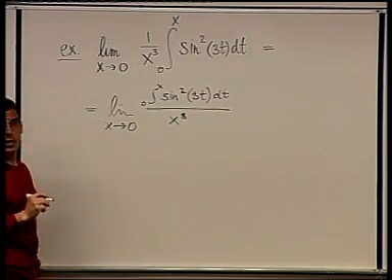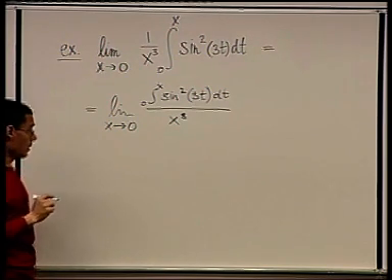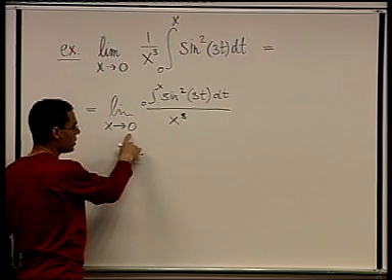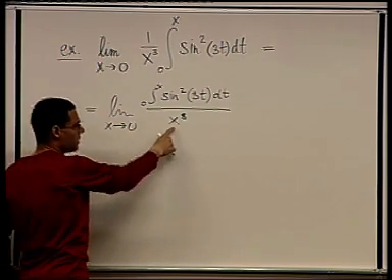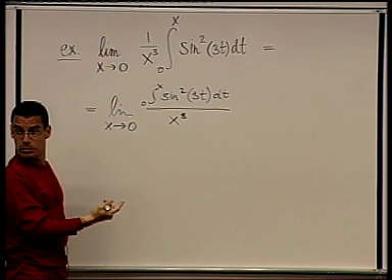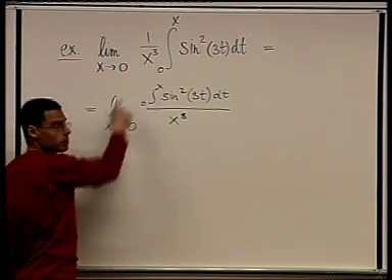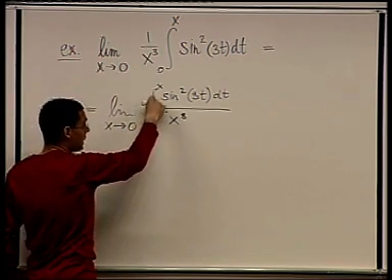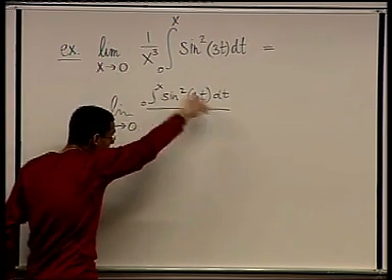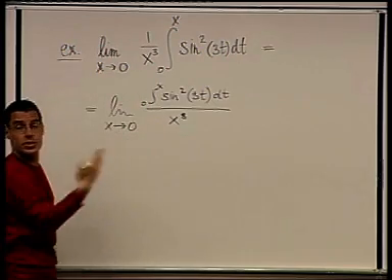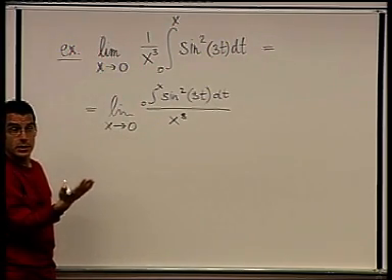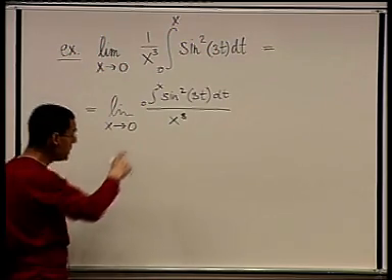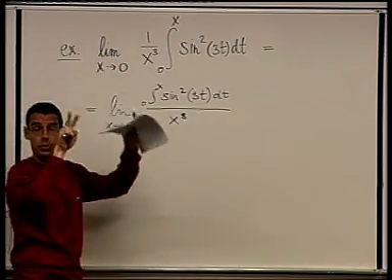Do you agree that these are the same thing? Okay. Now let's see what we have here. As x approaches 0, the denominator clearly goes to 0, right? What about the numerator? As x approaches 0, the limit of this thing is the integral from 0 to 0, which is what? 0, independent of what the function is, right? So this is a 0 over 0 situation.